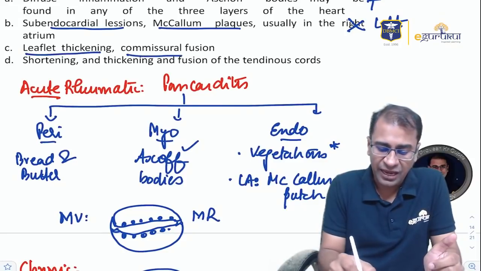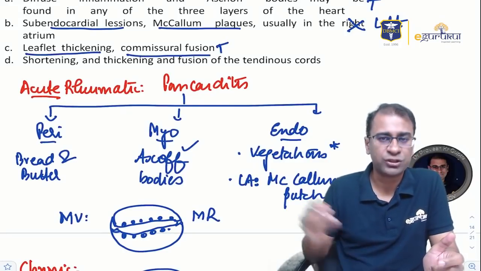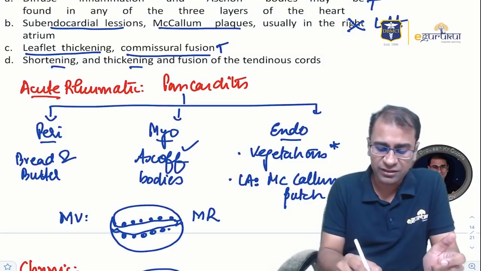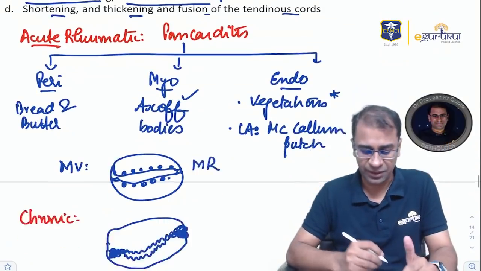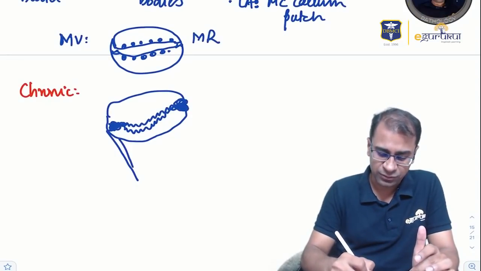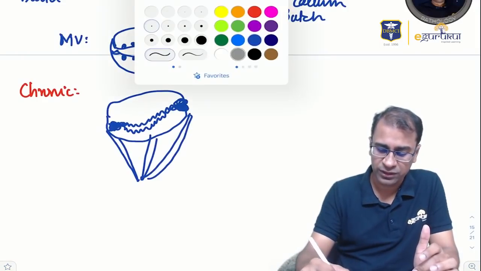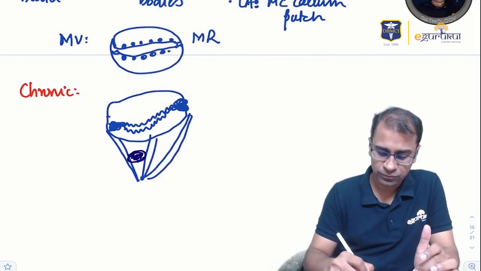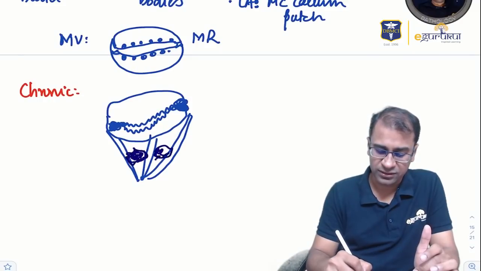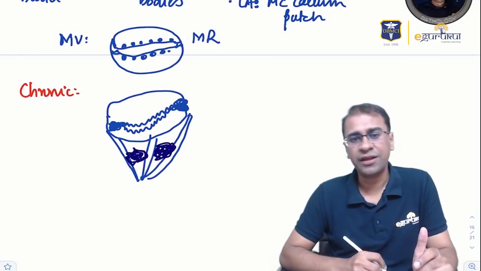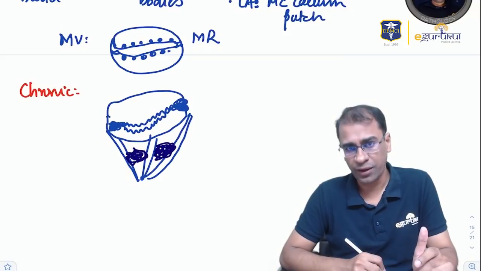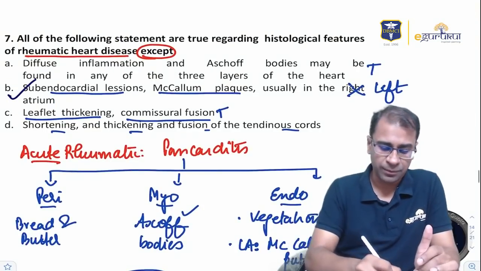Leaflet thickening and commissure fusion are seen. That's very true; I showed you this image also here. Shortening, thickening and fusion of the chordae tendineae are often seen. These are the chordae tendineae, which hold the mitral valve. Now these can all be fused together like this, and hence we see thickening and fusion of the valves. So the answer is B.